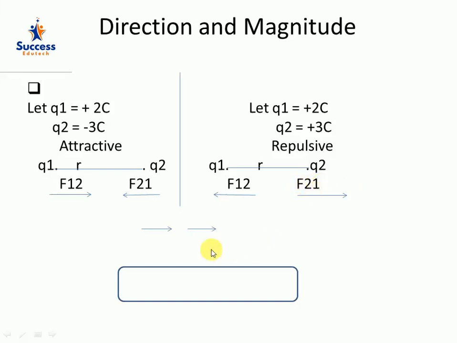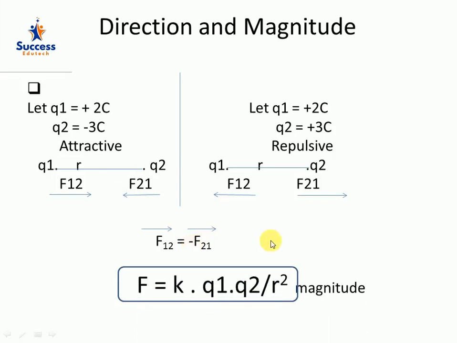Now it can be easily understood that the magnitude of F12 is equal to the magnitude of F21, since the magnitude is the same, but their directions are opposite. This force acts this side and this force acts this side, so it is opposite. Since the magnitude is the same and the direction is opposite, there is a minus sign.